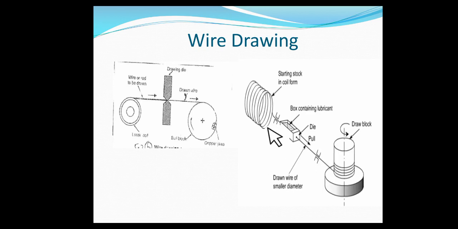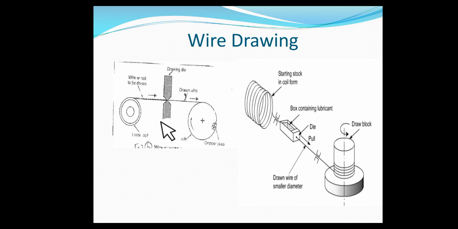If larger diameter reductions are required, the rod is continuously drawn through several stages of dies and blocks. See the front view of the wire drawing process, where this one is the uncoiled or unwound wire. So this one we call the wound wire after the reduction of the thickness.